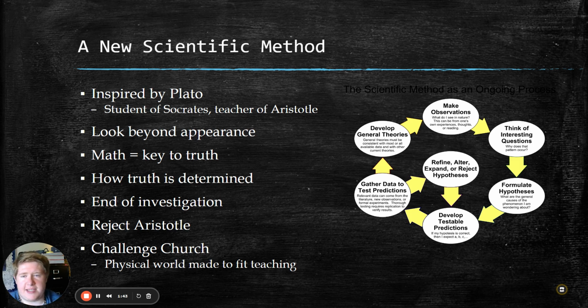You may have seen this in science class already, but the scientific method is also being developed at this point. It's inspired by Plato, a student of Socrates and teacher of Aristotle. It's basically the idea of looking beyond the appearance of things and that math is the key to truth. It's basically how truth is determined. It's rejecting the ideas of Aristotle, and it's challenging the church, because the physical world was made to fit the teachings of the church. Now it's like, well, in reality, this is why this does what it does.